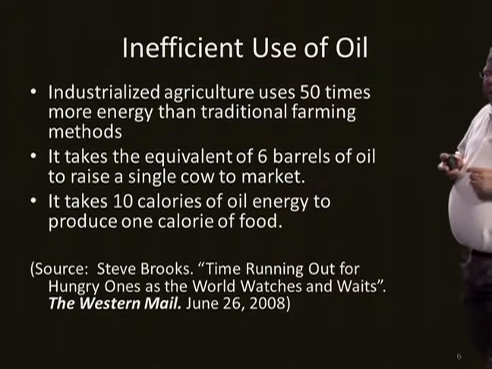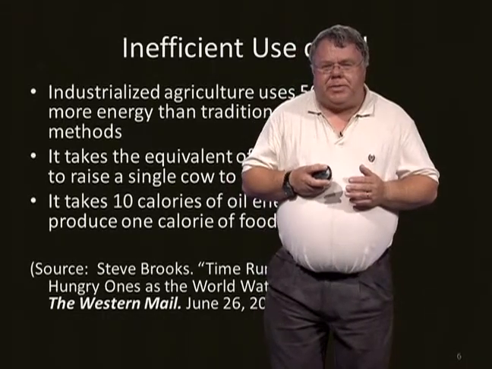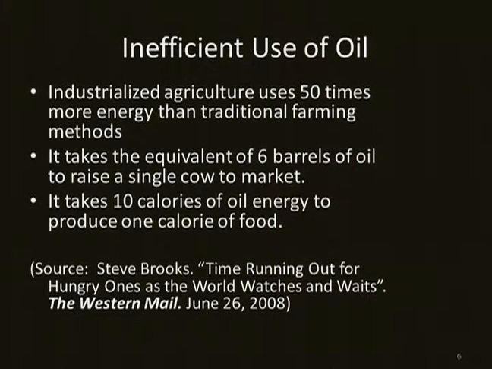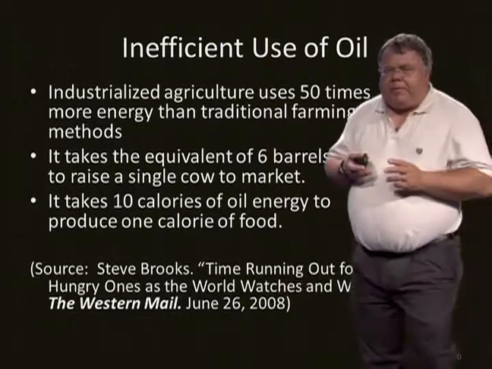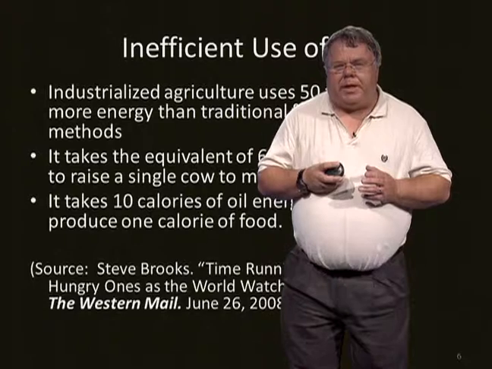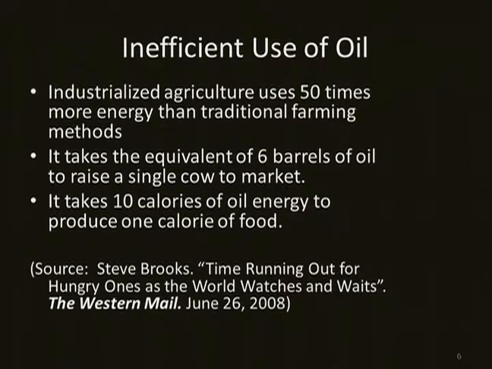The inefficient use of oil is one of the key aspects. As we all know, the energy issue continues to be a driving force economically as well as politically around the world. And as it talks about there, industrial agriculture uses 50 times more energy than traditional farming methods, and it takes the equivalent of 6 barrels of oil to raise a single cow to market, and it takes 10 calories of oil energy to produce 1 calorie of food. Again, very inefficient uses of energy, yet this is what the developed world is demanding, so therefore these inefficiencies are accepted in that with those they can charge higher prices.